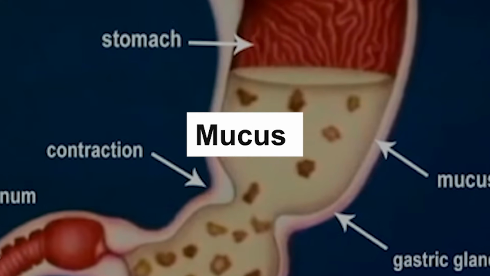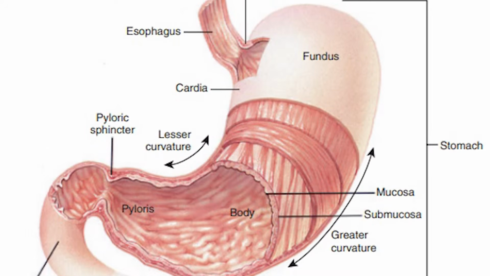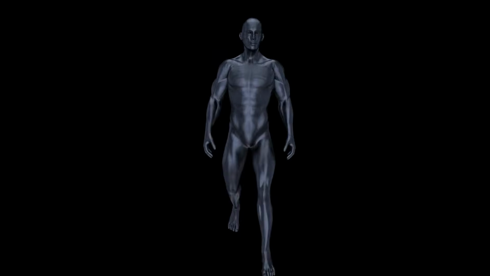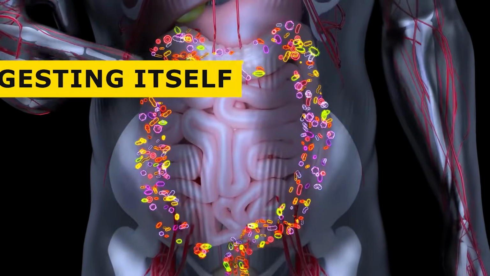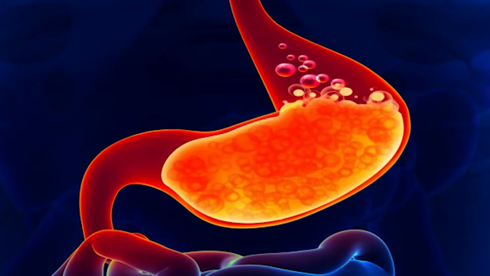Mucus. Mucus is produced by mucus cells and forms a protective barrier that coats the stomach lining. This barrier prevents the stomach from digesting itself and protects against the corrosive effects of hydrochloric acid and pepsin.